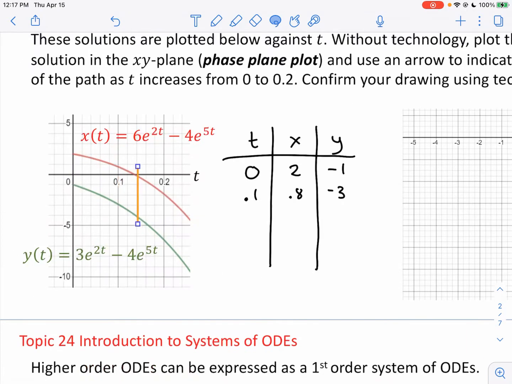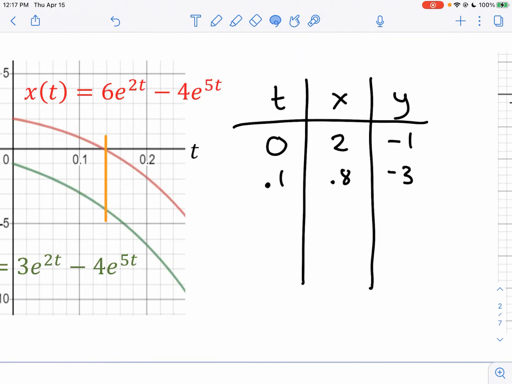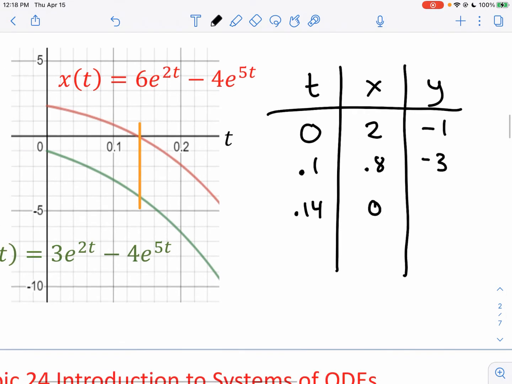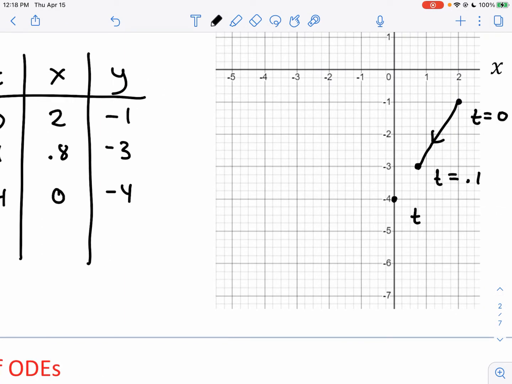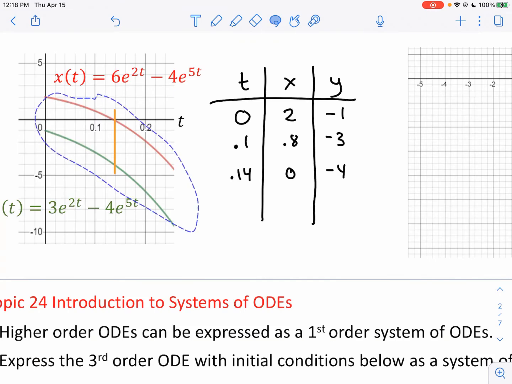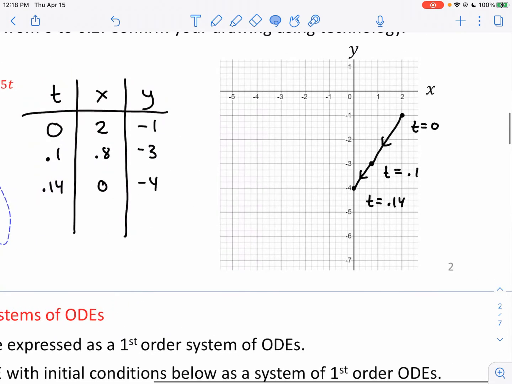Now, another point of interest might be where we get a 0 involved. That looks like approximately t equals 0.14. At that t, it looks like the red output is 0, so x will be 0, and the green output is approximately -4. So 0 comma -4 is a point, right here, and that's when t is approximately 0.14. We can suspect that both x and y kept decreasing to get to that point. In fact, just looking at this graph, x and y continue to simply decrease, and so we expect our image over here to continue to move in the southwest direction.